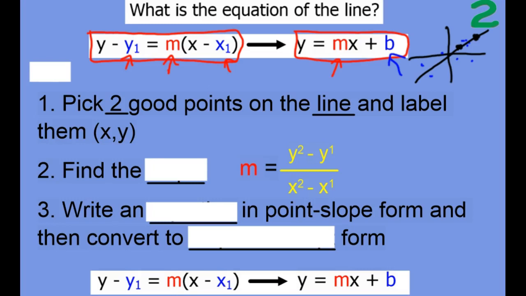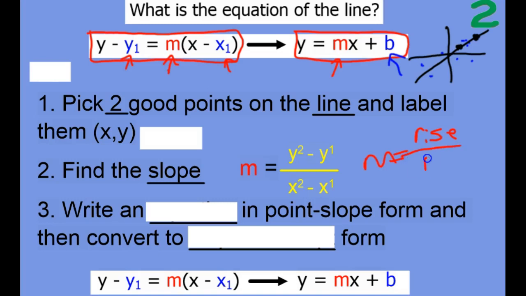Then, after we do that, we are going to find the slope. So, we can either find the slope with m equals y2 minus y1 over x2 minus x1, or we can count it. So we have m equals rise over run. Because once we have 2 points, we'll be able to count it out by doing our rise and then our run.